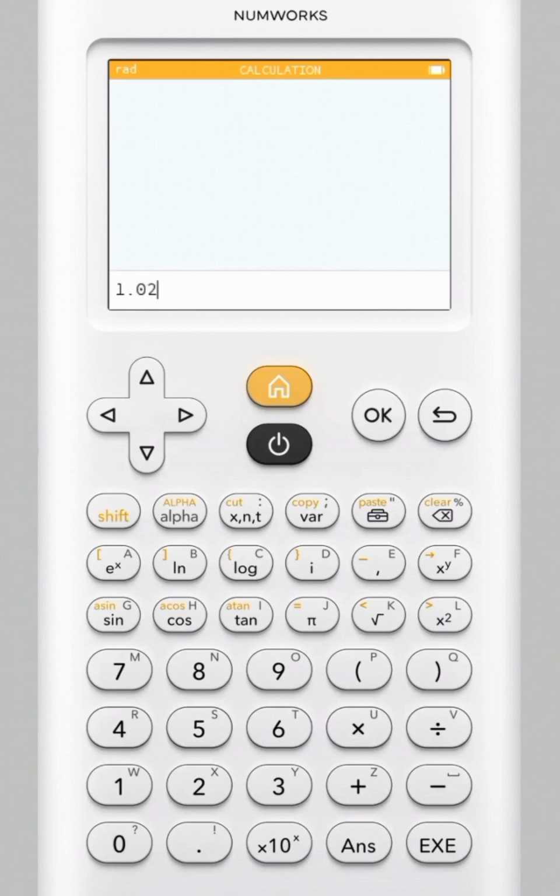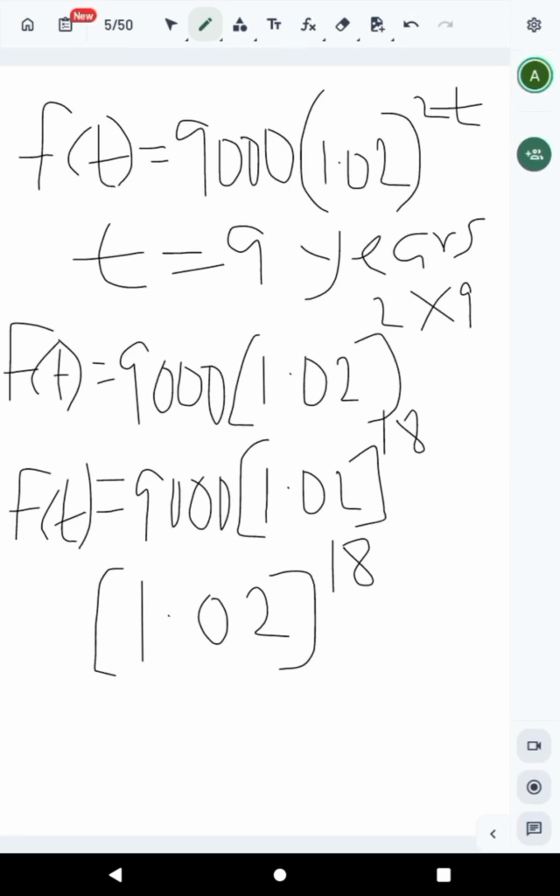So you have to press your 1.02 on the calculator. You see the button that is power of y. You press it here, then insert your 18, and press equal to get your answer. So what we have is 1.428242628, approximately 1.42824.